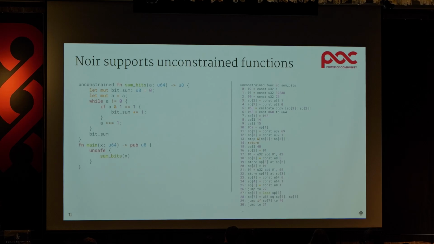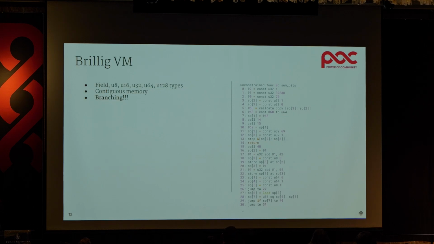Well, the first thing is Noir supports so-called unconstrained functions. The idea is, like I said, you want to compute something outside of the circuit and then put it back. And there should be a convenient way for a developer to write those kinds of subprograms, so we have unconstrained functions. And unconstrained functions use what's called a Brillig VM.